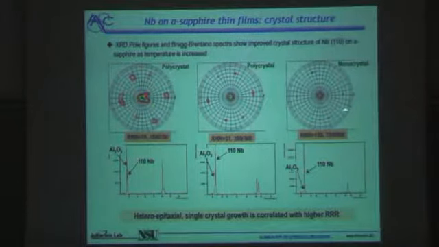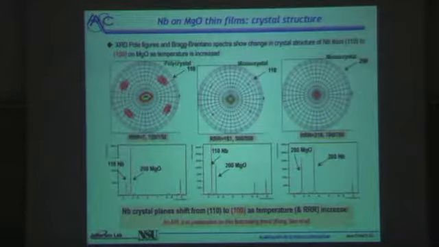Now, that's an interesting transition, and that's correlated with getting higher RRR. And it's sort of reasonable to suppose that the monocrystalline structure also has fewer defects in it. And fewer defects, longer mean free path, higher RRR. So it's heteroepitaxial single crystal growth that we're claiming here, correlated with the high RRR.